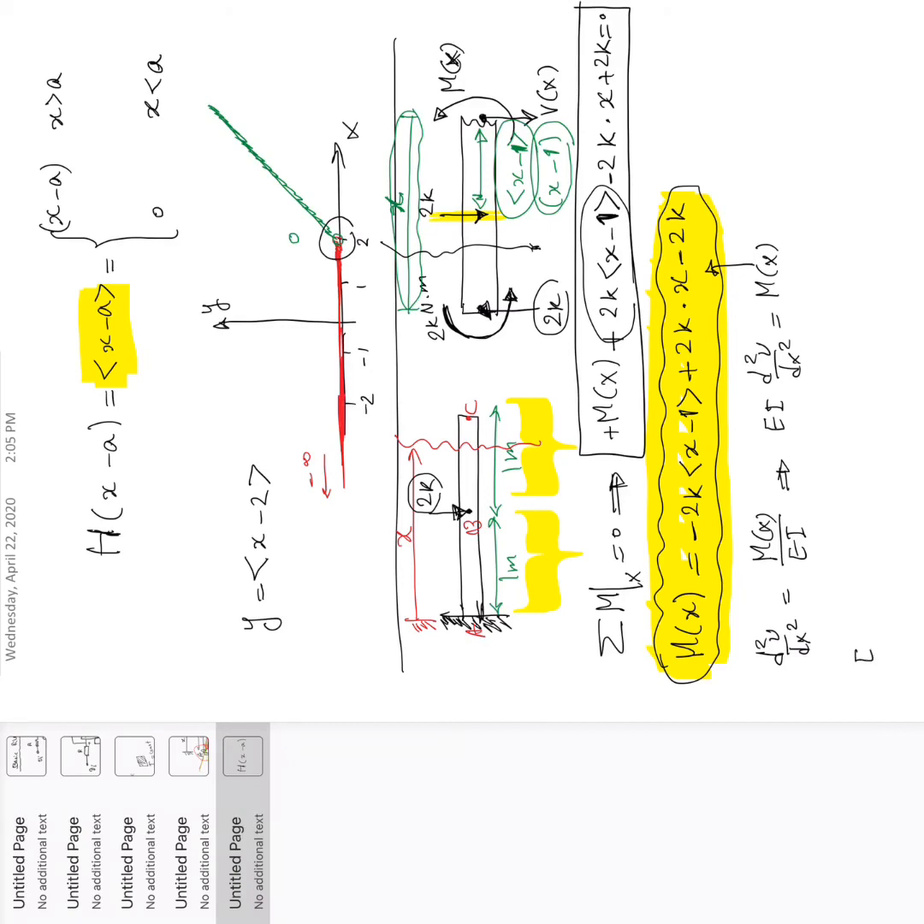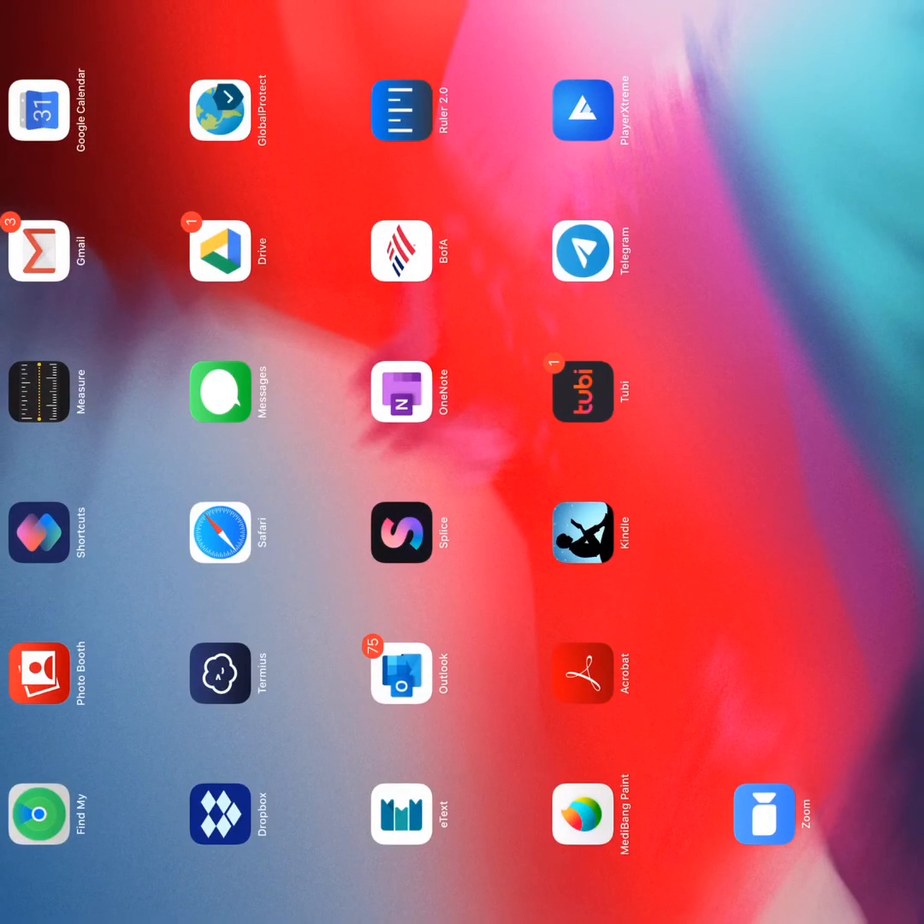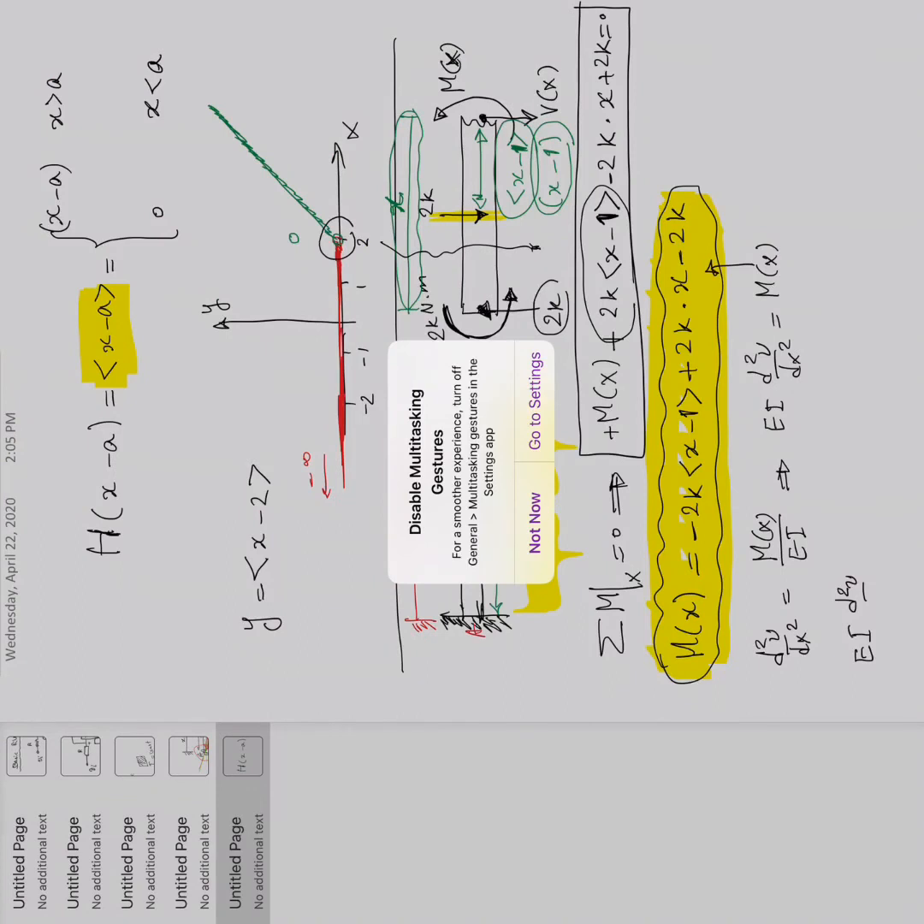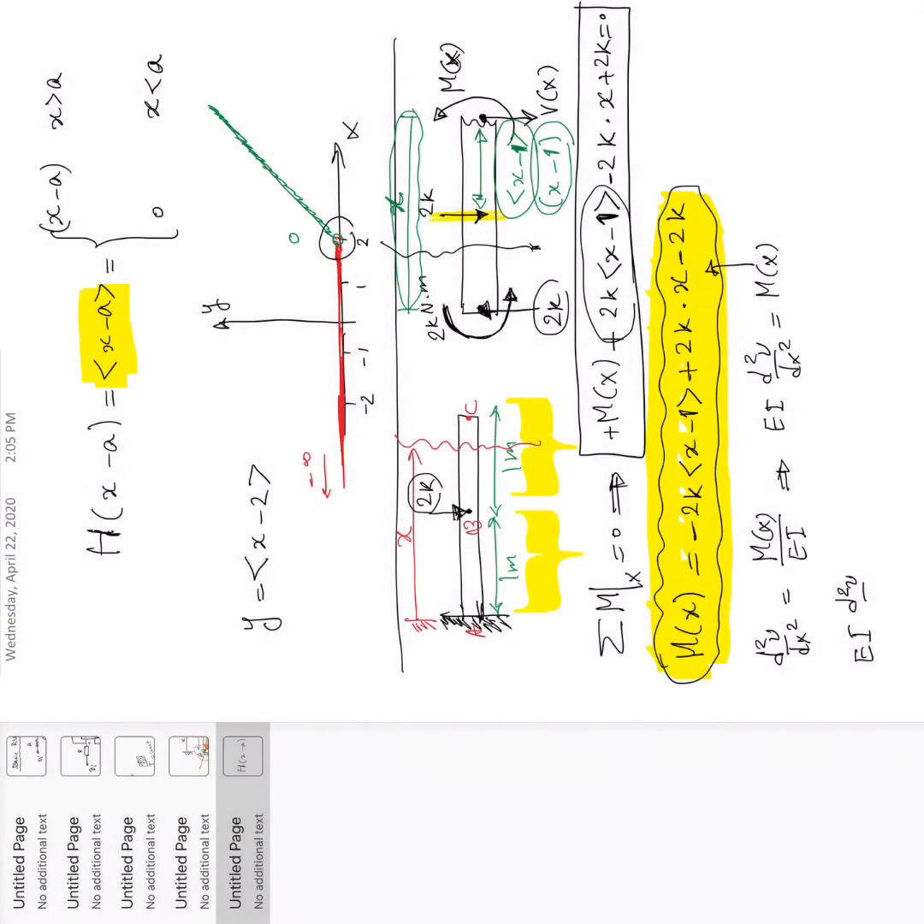So if I do that, I get EI, the second derivative of v with respect to x is equal to negative 2K Heaviside x minus 1, negative 2K times x minus 1 plus 2K times x, negative 2K.